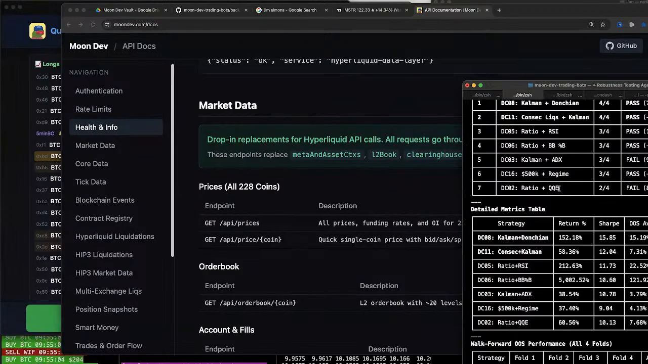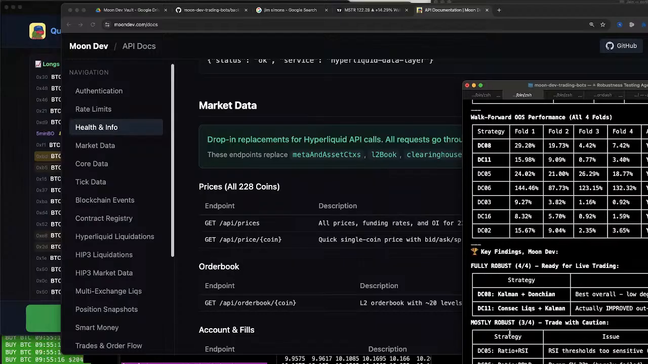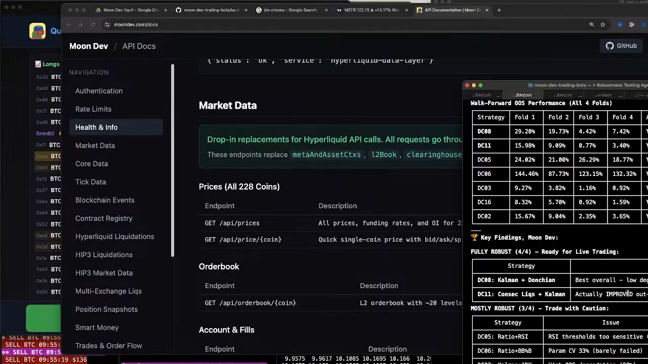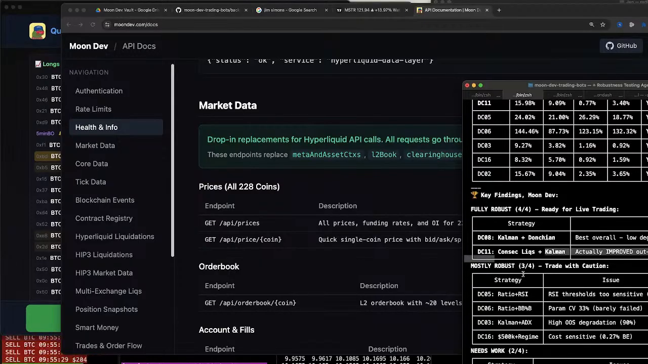Walk forward, add a sample, all 4 folds. Okay, so doing walk forward is good. Again, I don't want to over confuse you, but I'm just doing this as I am on year 5. All profitable, yes, yes, yes. Wow, dude. Key findings here. Best overall load, stable parent. Okay, DC 11. So this is Kalman plus Donchian, and this is consecutive plus Kalman. Mostly robust, trade with caution.